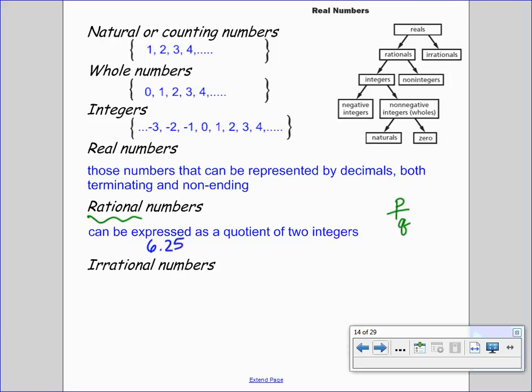0.25 is a rational number because it stops when I write it as a decimal. I could also write that as a fraction, 6 1/4, right? 6 1/4 or 25/4. 6.25 is a rational number.